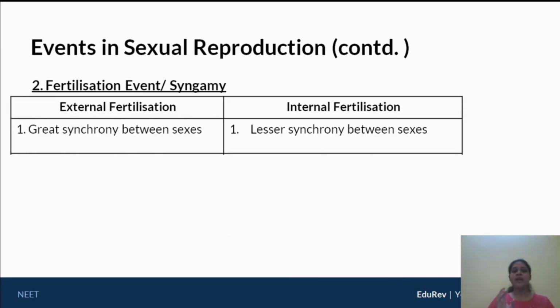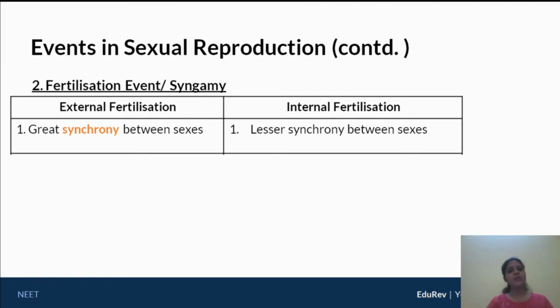Now, external fertilization requires great synchrony between sexes, but internal fertilization does not require as great a synchrony between sexes. For example, suppose, now we need to understand what's the meaning of this word synchrony. Suppose if I give you frogs, so a male and a female frog, you need to remember that they undergo external fertilization, implying the male and female give out their gametes into water and then they fuse in water. So fertilization is an external event here. It's not in the female.